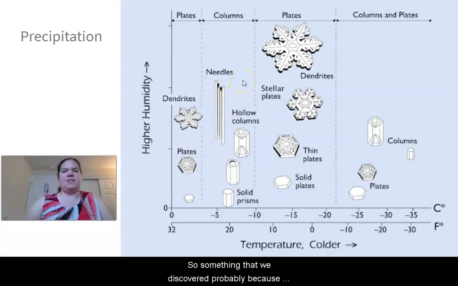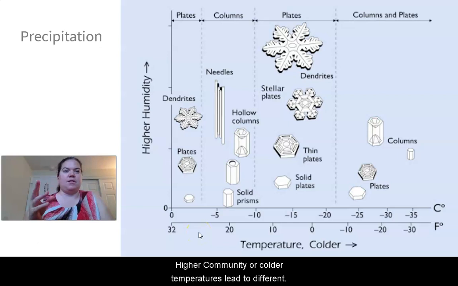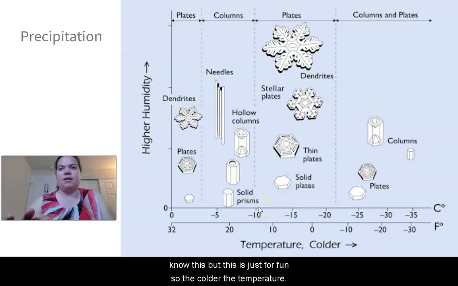So something that we discovered, probably because of his research, is that higher humidity or colder temperatures lead to different snow crystal shapes. So I had to study this diagram in school. You don't need to know this, but this is just for fun. So the colder the temperature gives you different sized ice crystals. So we see plates, columns, more plates, even more plates and columns. But then the higher the humidity, the larger it gets, right? So we have a very large dendrite right here, which is in the plates, and I've seen needles in person.